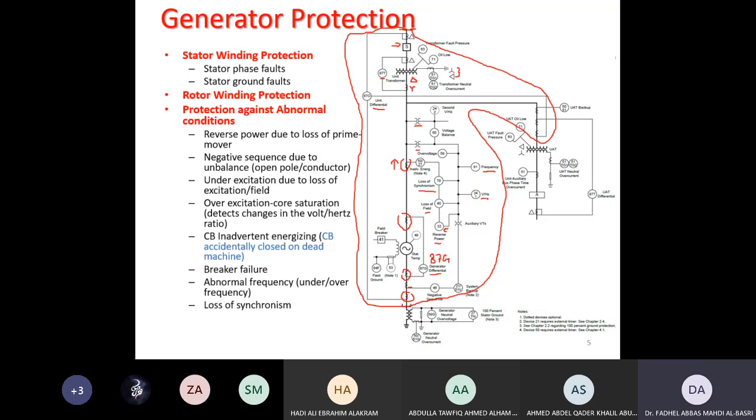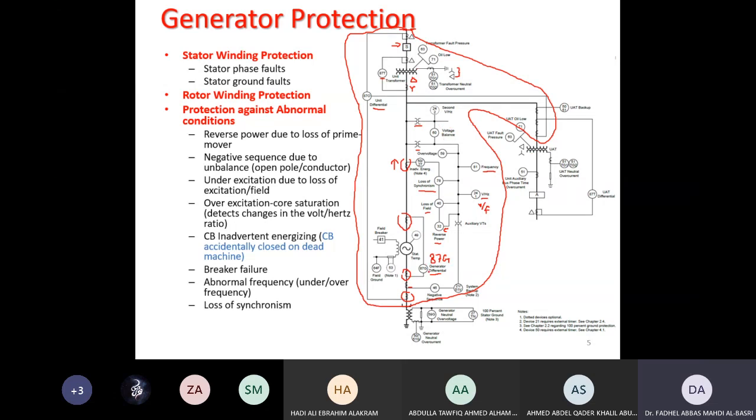And there is V over F, V divided by F, voltage per hertz. I need the voltage and frequency: I know the frequency of the signal, and I know the voltage magnitude. As a result, I can check the ratio, and this ratio represents whether there is overfluxing or core saturation of the generators. So there are so many protections.